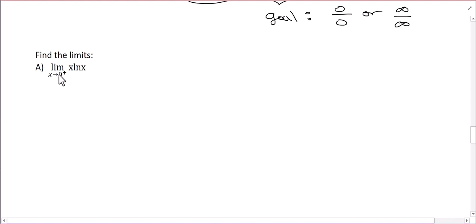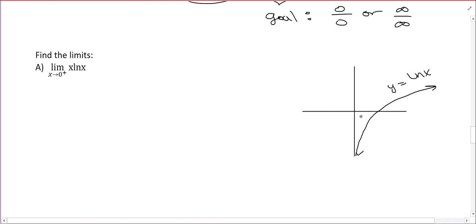So here, for this example, find the limit as x goes to 0 from the right of x ln x. And again, from the right here is because of the domain of the natural log of x. Remember, the graph of ln x is the logarithmic function, y equals ln x. So the domain is 0 to infinity, so we can only approach 0 from the right of 0. So that's why you see that here.